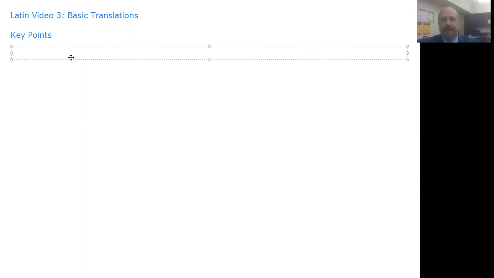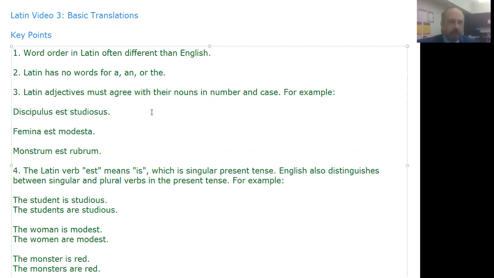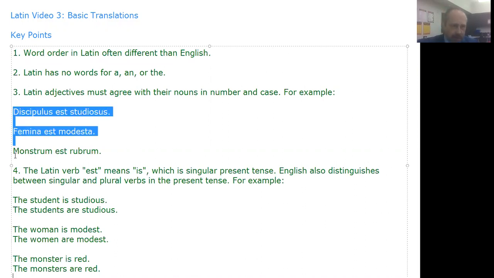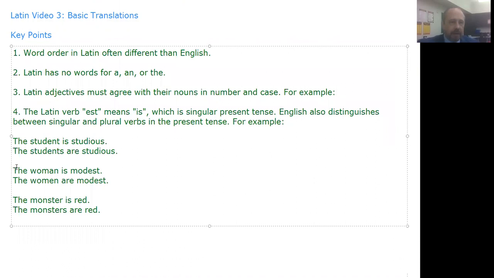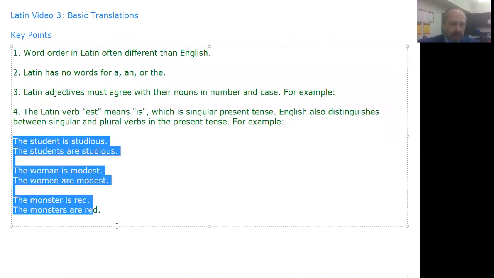Oh, it didn't work. Clicked the wrong thing. There we go. All right, now let me edit this a little bit. All right, and then I'm going to edit this a little bit more.